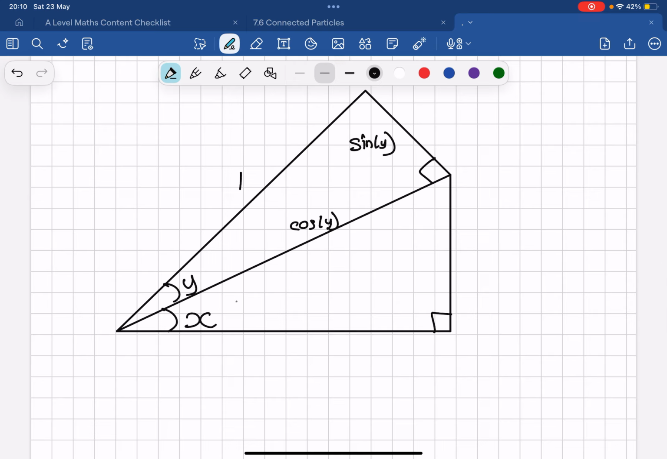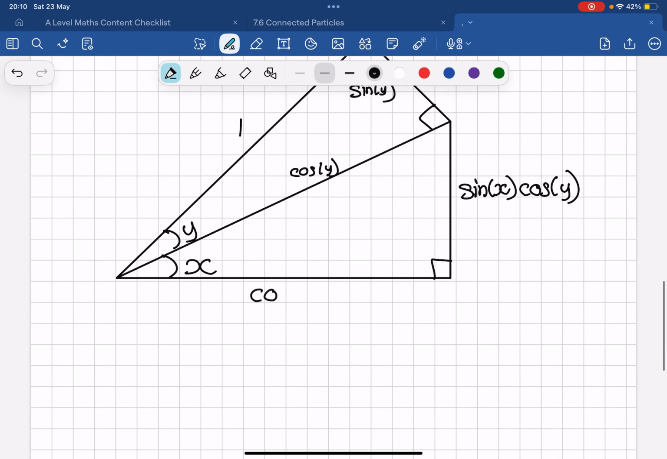Now for this length here, obviously this is sine x multiplied by whatever this length here is, so that's sine x cos y, and then this is obviously cos x cos y.